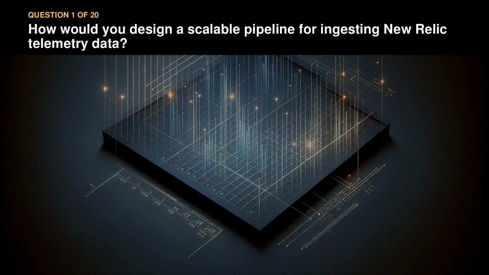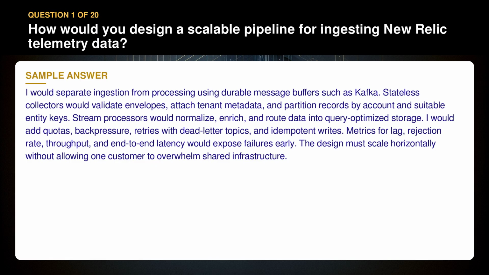Question 1. How would you design a scalable pipeline for ingesting New Relic telemetry data? I would separate ingestion from processing using durable message buffers such as Kafka. Stateless collectors would validate envelopes, attach tenant metadata, and partition records by account and suitable entity keys. Stream processors would normalize, enrich, and route data into query-optimized storage.